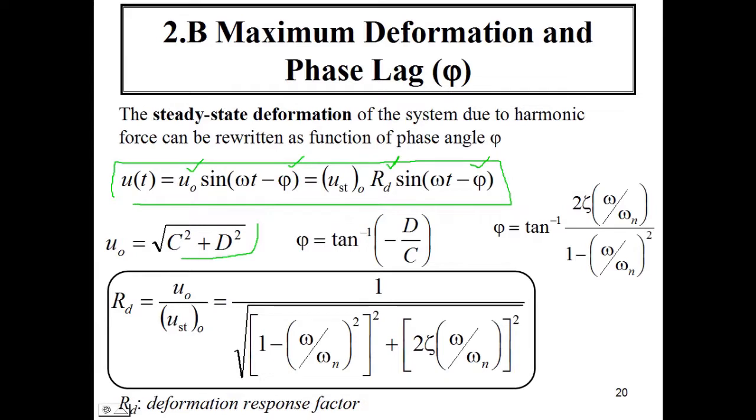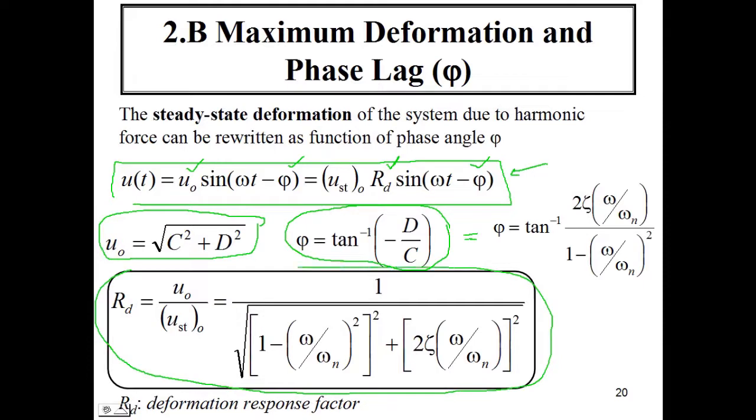It can be shown that U0 equals the square root of c squared plus d squared, and phi equals tan inverse of negative d over c. C and d have already been calculated previously. It can also be shown from this equation that Rd equals U0 over U static node, and remember, U static node is the maximum static deformation, equals 1 over this term.